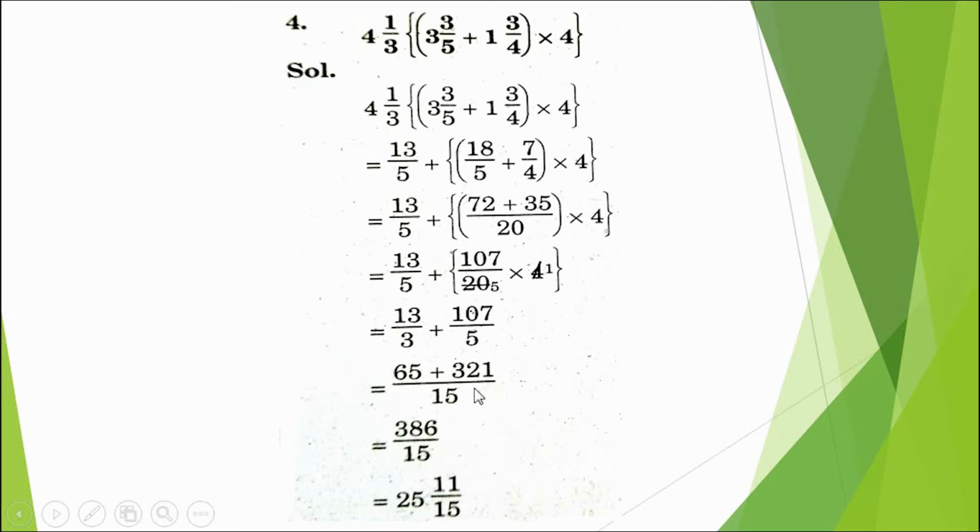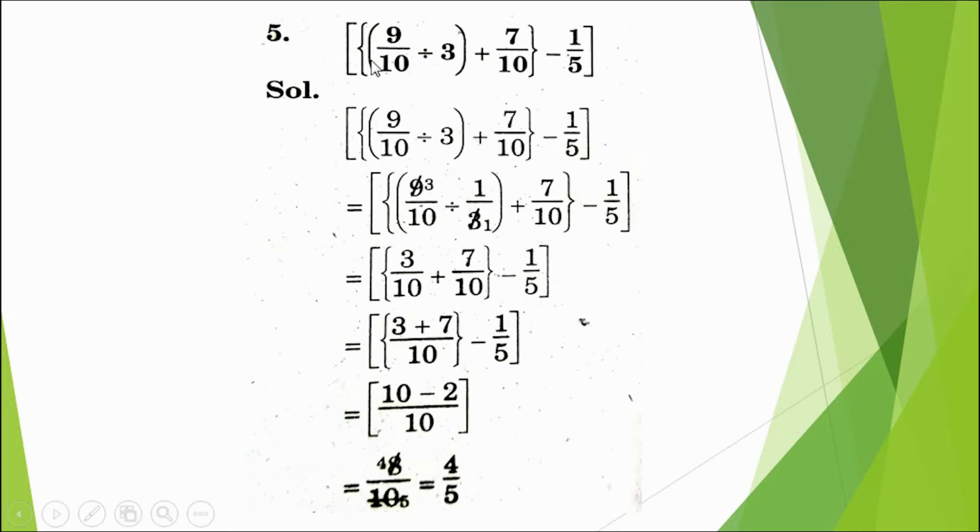When we take the LCM of these two values, answer will be 15. 3 5s are 15, 13 5s are 65, 5 3s are 15, 107 multiply 3, answer will be 321. When we add these values, answer will be 386 dividing by 15. When we divide 386 by 15, answer will be 25 and 11 over 15.